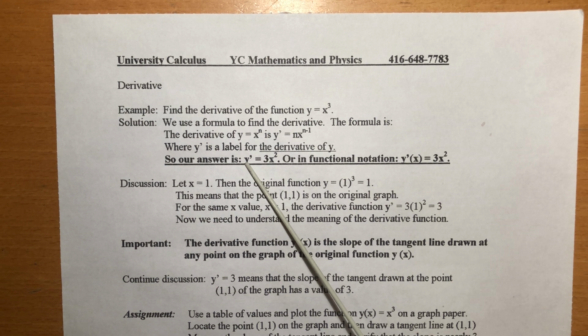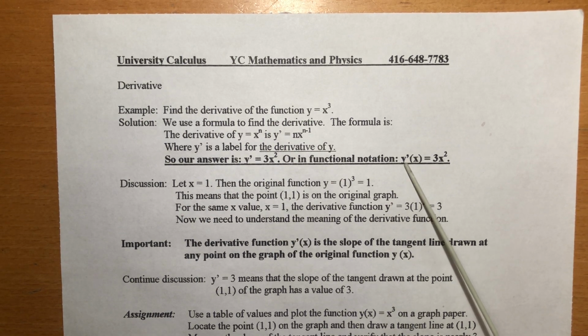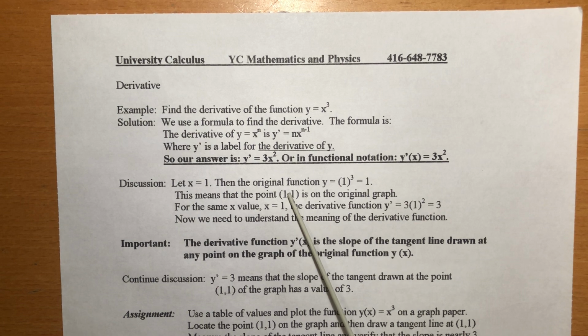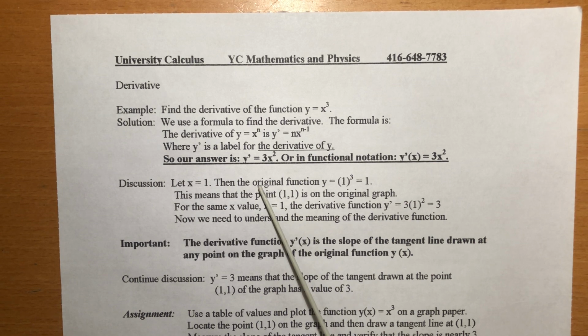You can write y prime clearly in terms of the variable x. So you can write y prime of x. The derivative is a function of x. Let's discuss what we have here. If we let x equal 1, then putting 1 into the function, y equals 1 cubed equals 1. When x is 1, y is 1. This means 1, 1 is a point, and this point is on the graph of the original function.